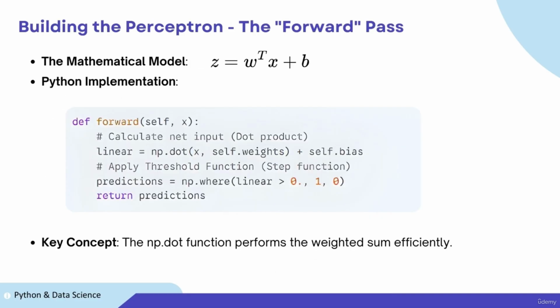Here is the heart of our neuron. This forward method is exactly the formula we saw in theory. We take the dot product of inputs and weights using NumPy dot, add the bias, and then ask, is the result greater than 0? If yes, the neuron fires and returns 1. If no, it stays silent and returns 0. The NumPy dot function performs this weighted sum efficiently.